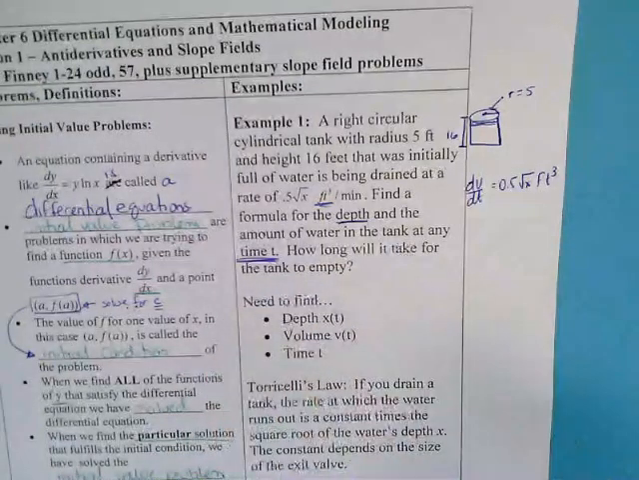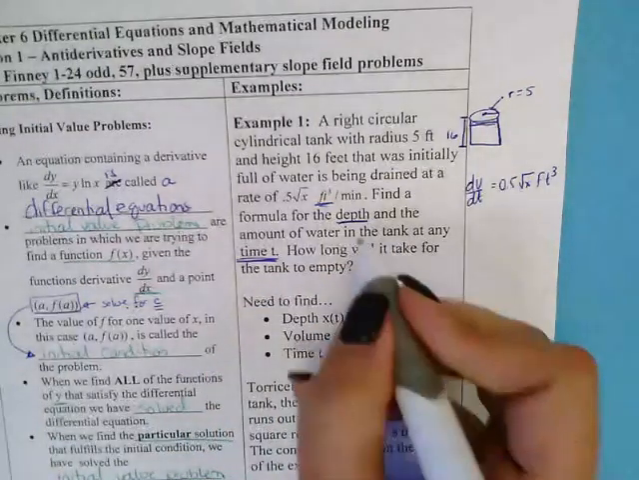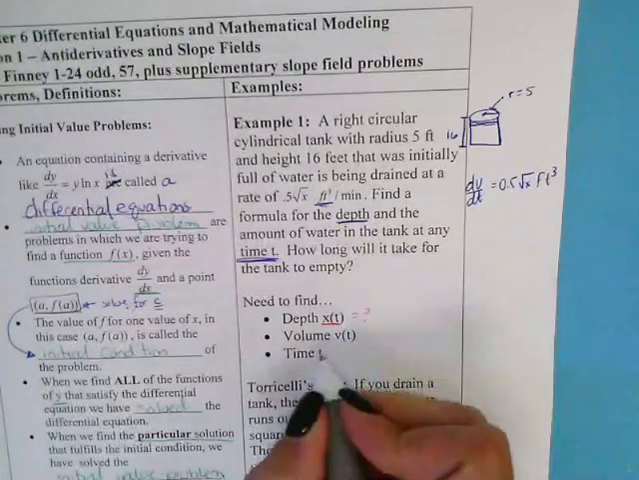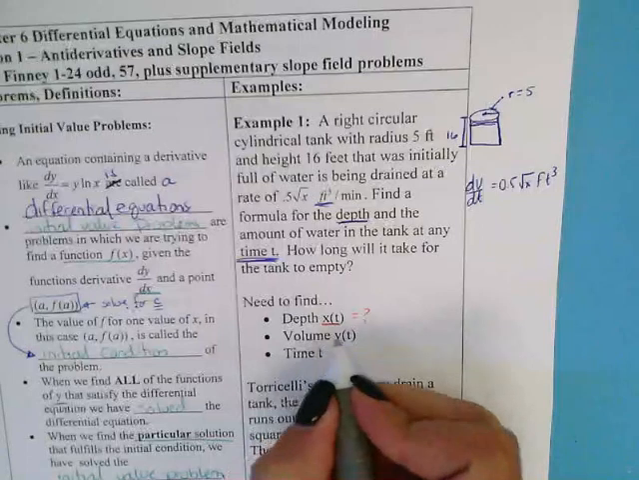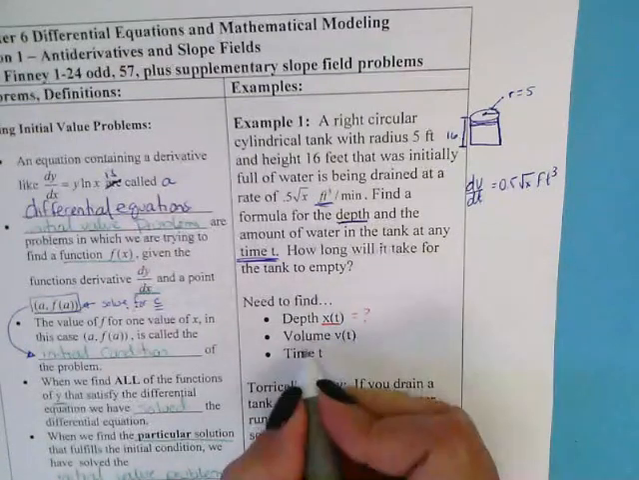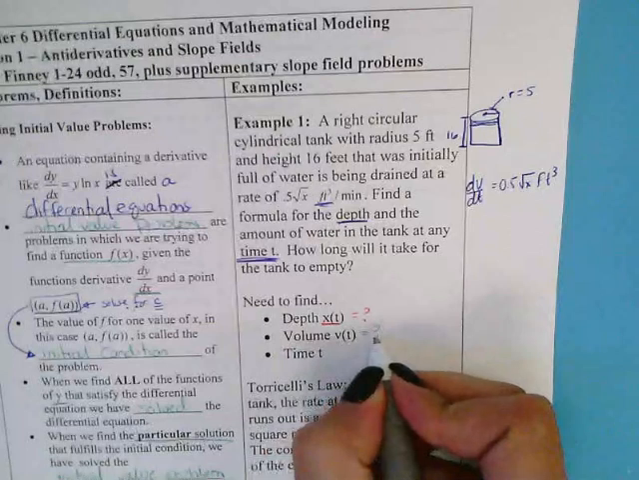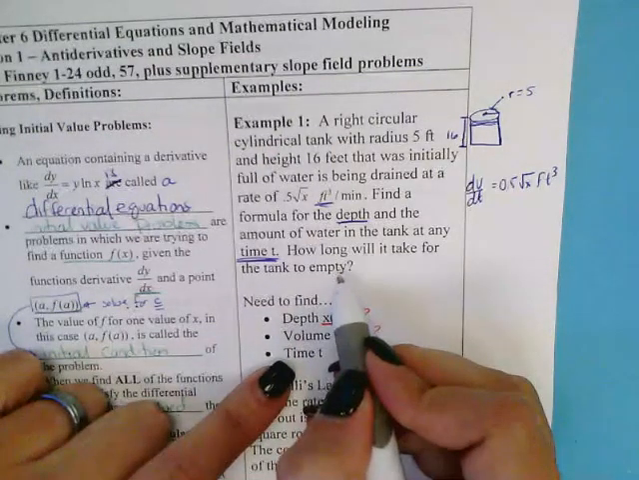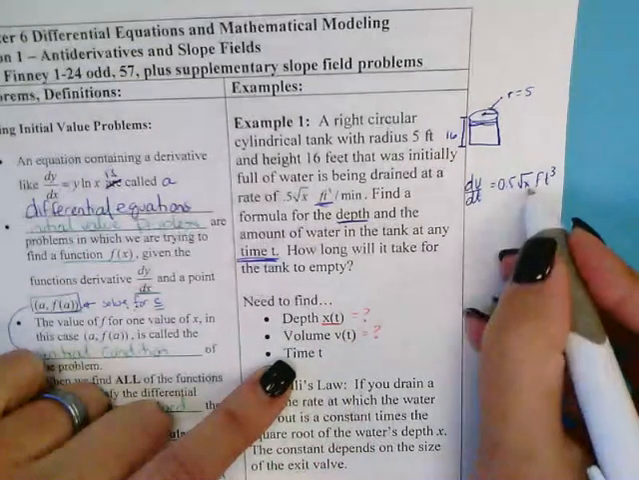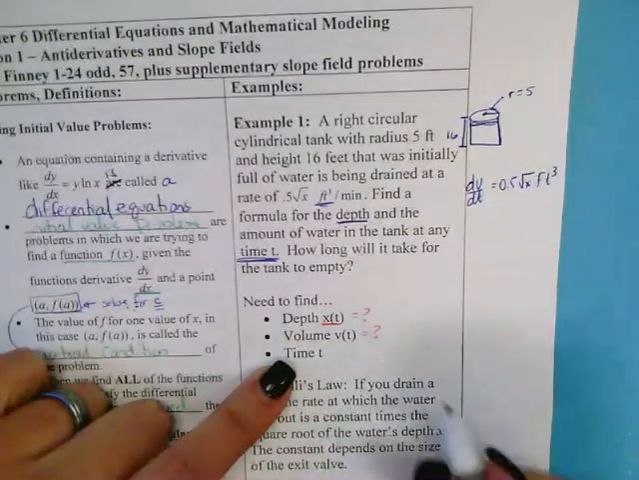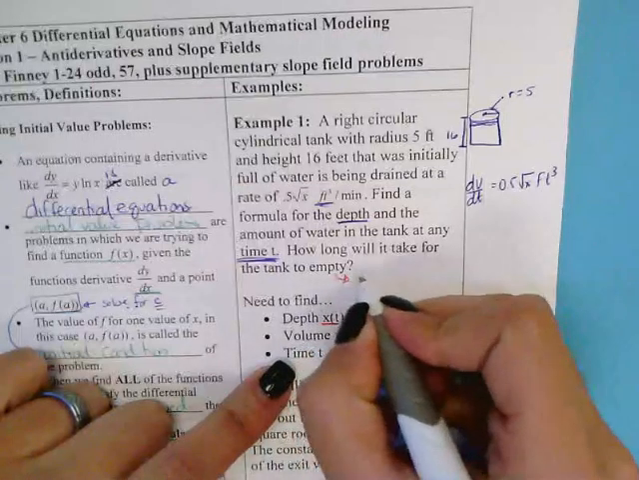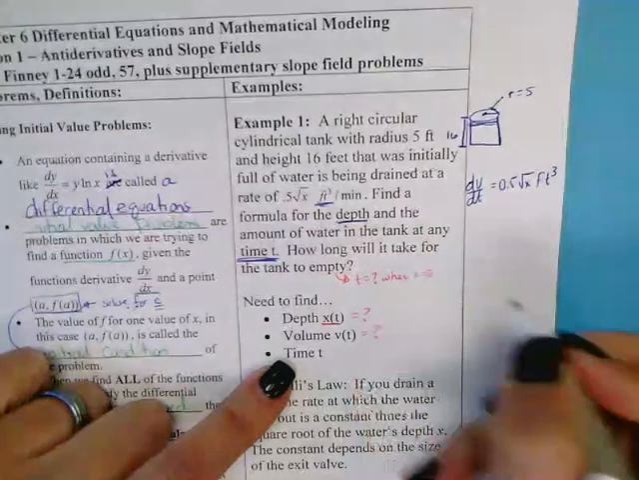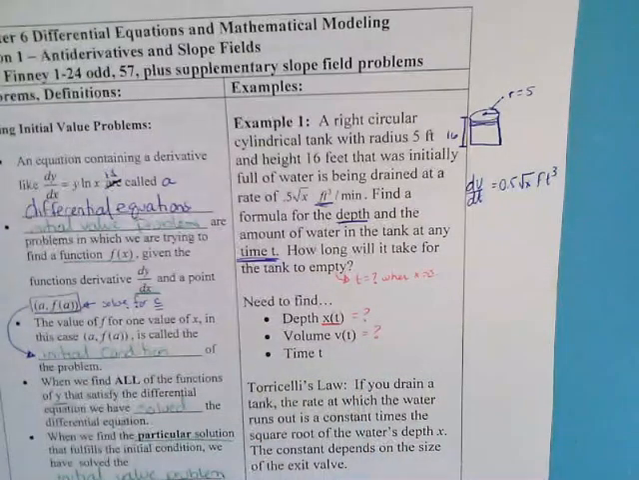So step 1, we have to find the formula for depth. So we have to find x of t equals what? Step 2, we have to find the volume formula. And then the last part asks how long it will take for the tank to be empty. That means basically when x is 0. So this is telling us t is what when x is 0. That means when there is no water left.